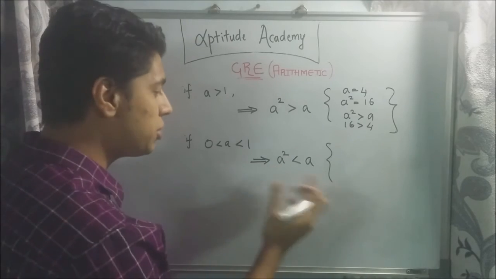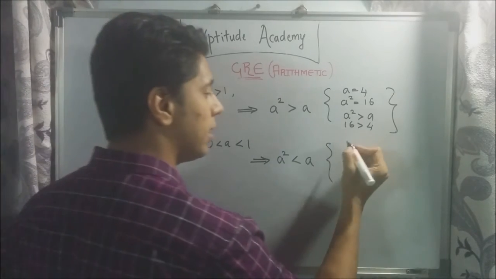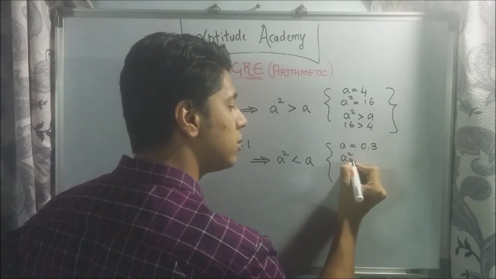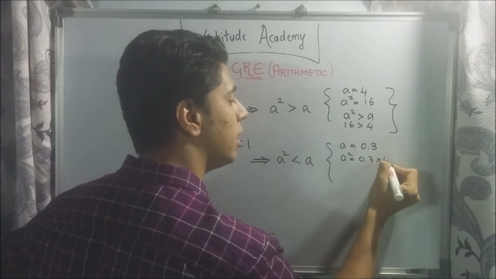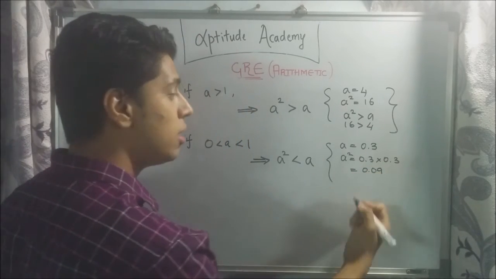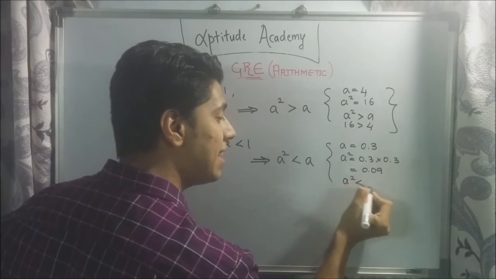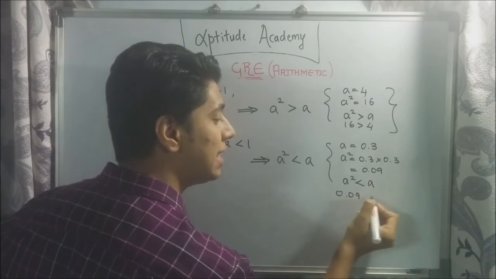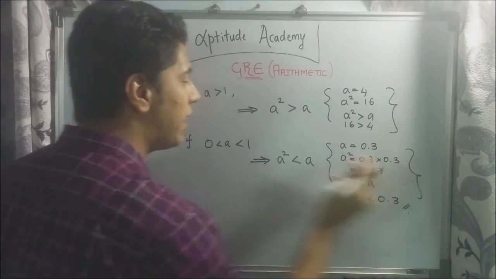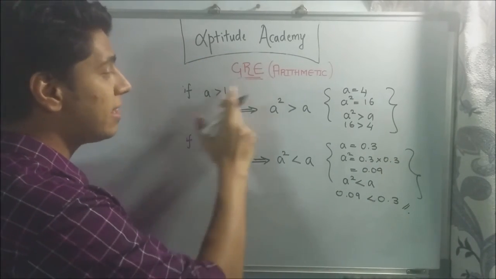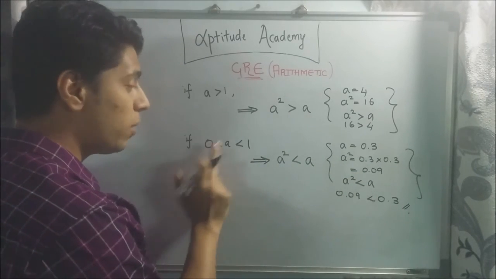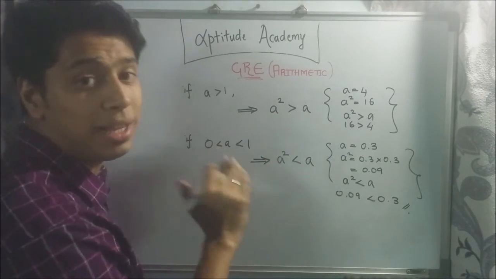Now, if a lies between 0 and 1, then a square is less than a. It seems weird, but it's true. Let's take a number between 0 and 1. Let's say a is equal to 0.3. So a square is going to be 0.3 into 0.3, that's equal to 0.09. So now, a square is less than a because 0.09 is lesser than 0.3. So this is a very, very important property that you need to know. If a is greater than 1, then its square will always be greater than a. And if it is between 0 and 1, the square is always going to be less than a.